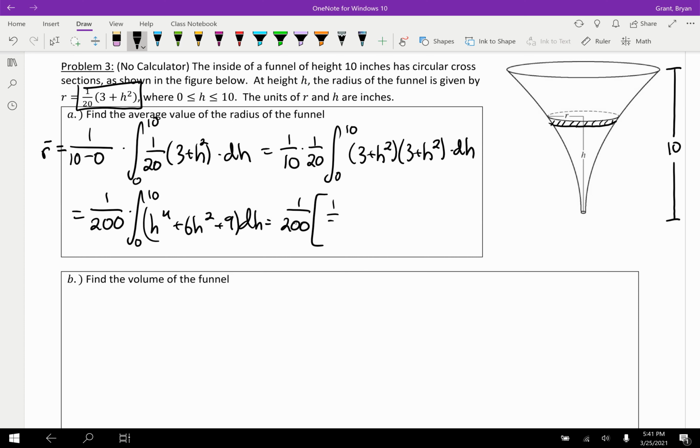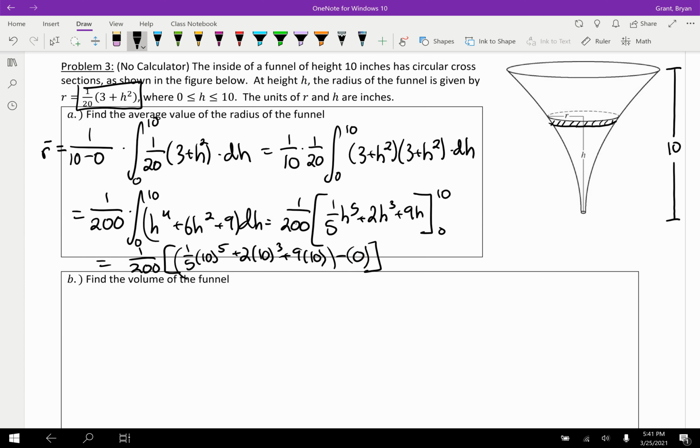Antiderivative time, we get 1/5 h to the 5th plus 2 h cubed, 2 times 3 is 6, plus 9h from 0 to 10. And so substituting this in, we'll just use a little space down here, 1/200th times, just substitute in 10, right? 1/5, 10 to the 5th, plus 2 times 10 to the 3rd, plus 9 by 10, minus 0. Be smart about your parentheses if necessary, and we're done.